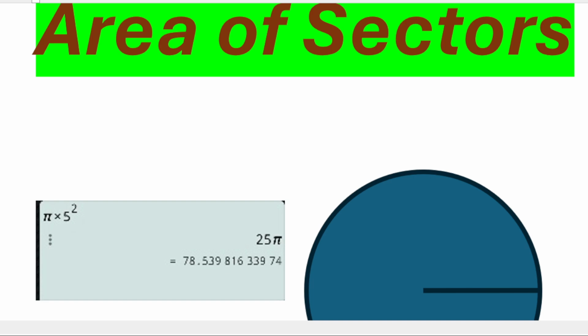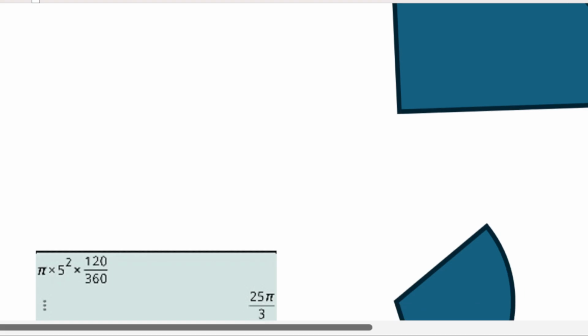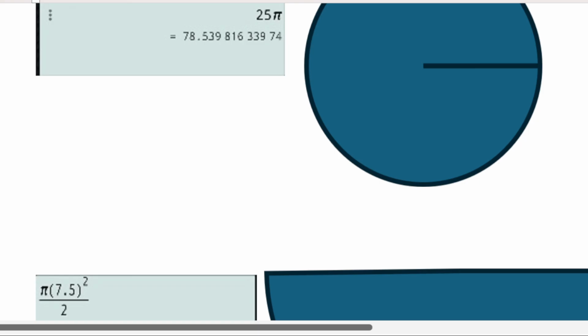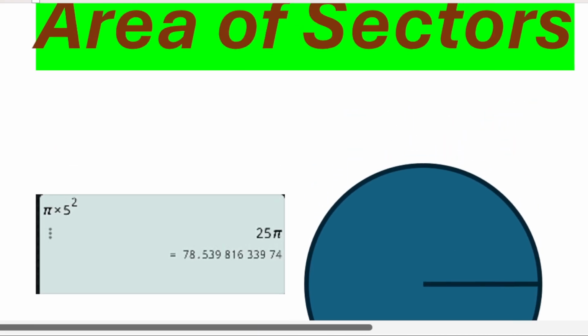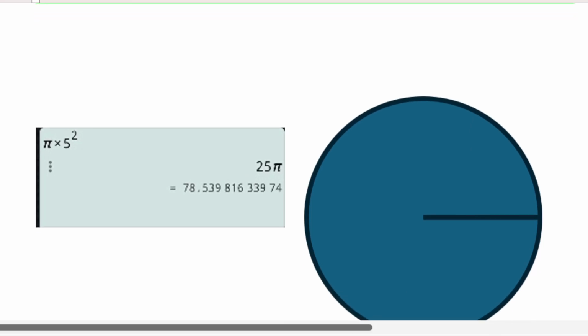In this video, I would like to show you how to find the area of sectors. Sectors are shapes that look like this. Can be any of these, but not the first one. The first one is a whole circle. I just want to start with the whole circle to make things clear.